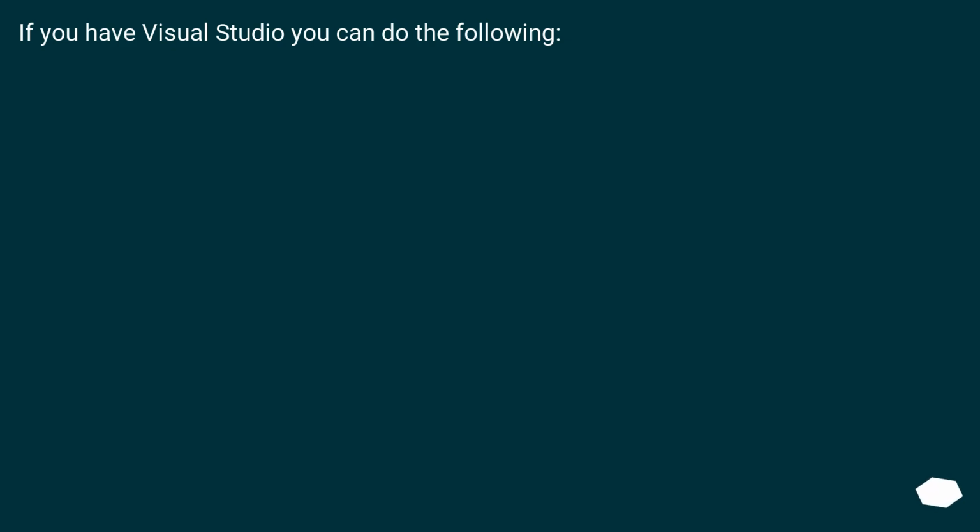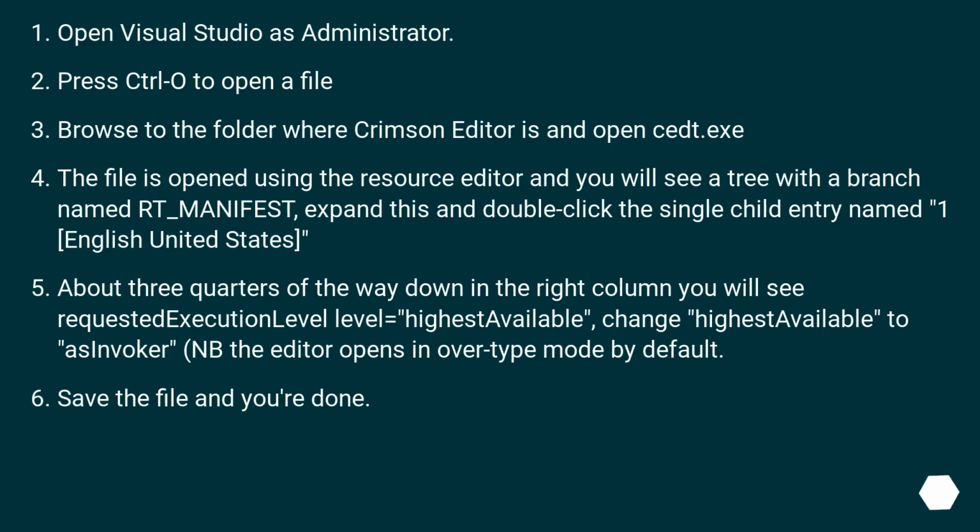If you have Visual Studio, you can do the following. Open Visual Studio as administrator. Press Ctrl-O to open a file. Browse to the folder where Crimson Editor is and open cedt.exe. The file is opened using the resource editor and you will see a tree with a branch named RT_MANIFEST. Expand this and double-click the single child entry named 1, English (United States).